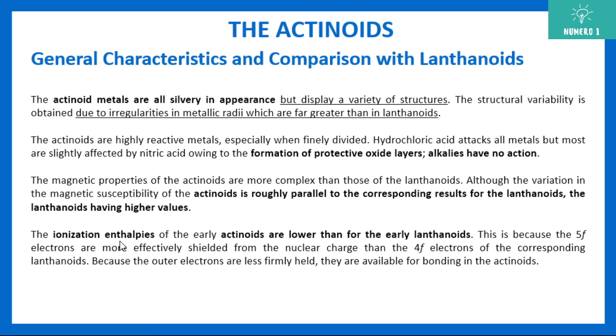Then the ionization enthalpy of the early actinoids is lower than that of the early lanthanoids, obviously because 5f electrons are more effectively shielded from the nuclear charge as compared to 4f electrons of the corresponding lanthanoids. Just make a note of this. Because the outer electrons are less firmly held, they are available for bonding in actinoids. Just make a note of all this and go through all these points.